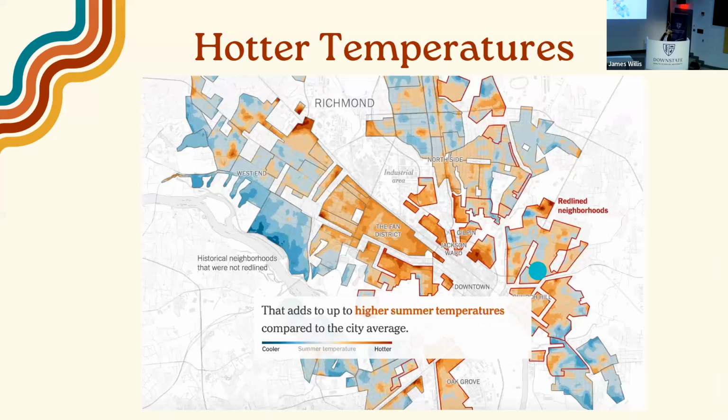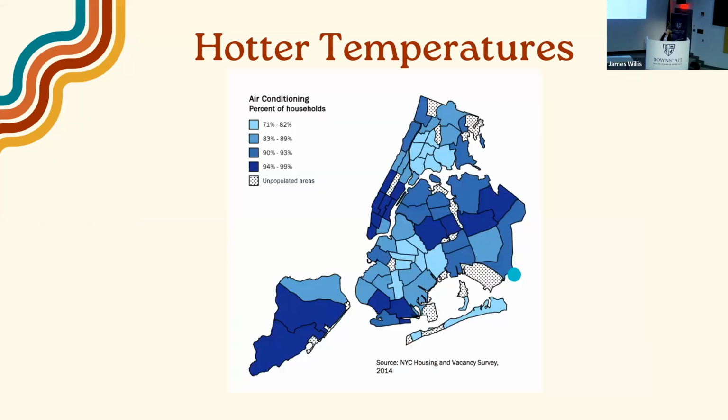This is just another visualization of Richmond showing that the redline areas will have higher recorded summer temperatures on average than the city, and especially compared to some of the green areas. And in New York, I couldn't find information on heat, but I thought this was an interesting data point. This is a map looking at the percentage of households that have air conditioning, and our redlined areas over here, this lighter blue, shows that we have less air conditioning in our redlined areas, which contributes to heat-related illnesses.